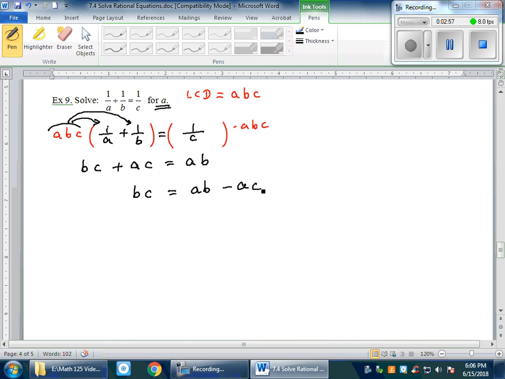Now I have all the terms involving variable a on one side already. So to solve for a, first I need to factor a out, so that we're left with b minus c. Now that it has become a product, I can divide both sides by the binomial b minus c. A lot of times we get stuck on this step because we forgot to move all the terms with a to one side and factor.